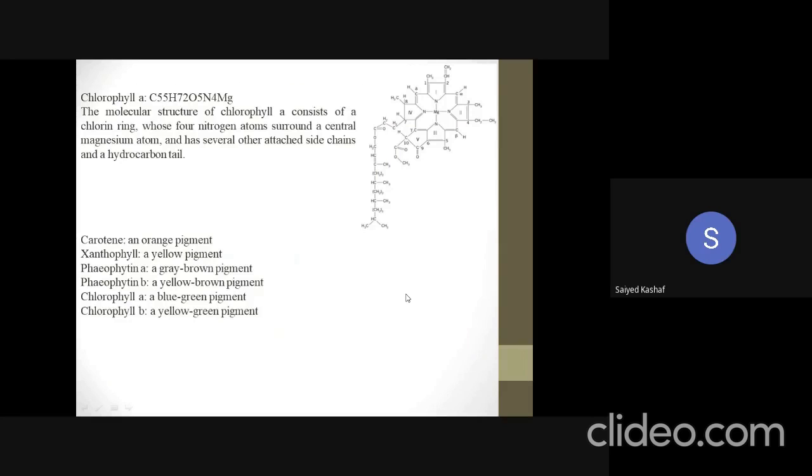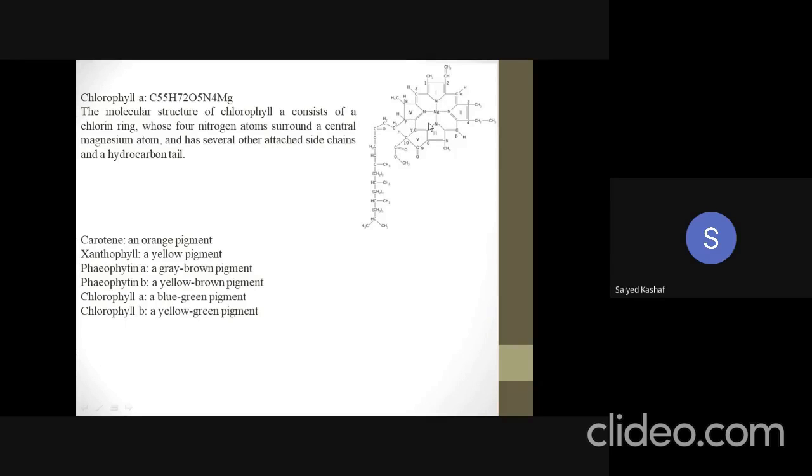We all know that the chemical formula of chlorophyll A is C55H72O5N4Mg. You can see the molecular structure of chlorophyll A consists of a central magnesium ion, which is surrounded by 4 nitrogen atoms, and the structure is known as a tetrapyrrole or porphyrin structure. You can see the hydrophilic pyrrole head and the hydrophobic phytol tail. These two are embedded into the thylakoid membrane, and the 4 pyrrole molecules are linked together by methine groups.